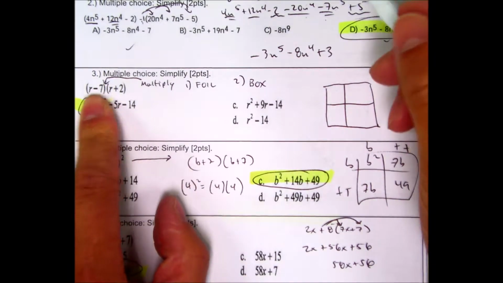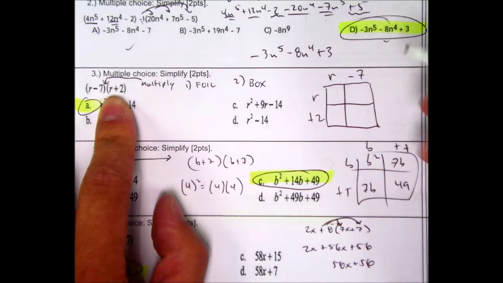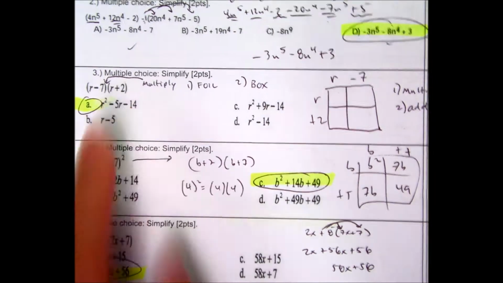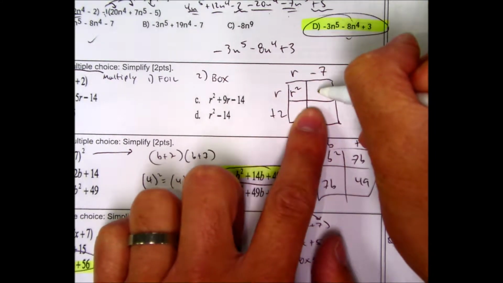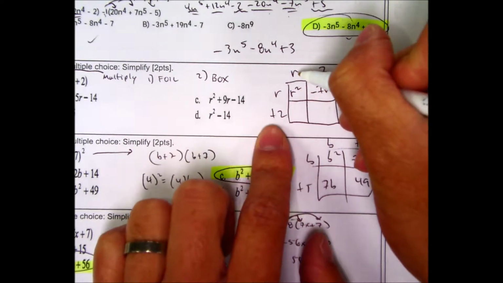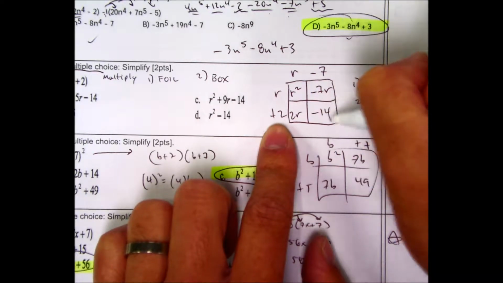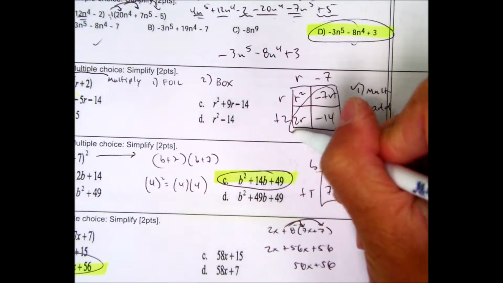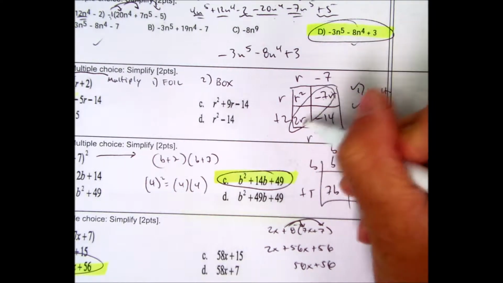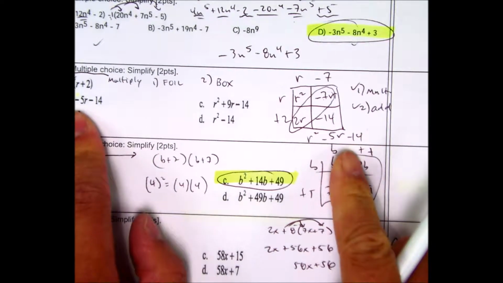So this is a binomial, 2 expressions, so r minus 7 and r plus 2. I'm going to do the same thing. I'm going to multiply first, and then I'm going to add. R times r is r squared. R times negative 7 is negative 7r. 2 times r is 2r. And 2 times negative 7 is negative 14. And then I'm going to add or combine like terms here. So I'm going to have r squared, that becomes a negative 5r, and negative 14. That is choice A.